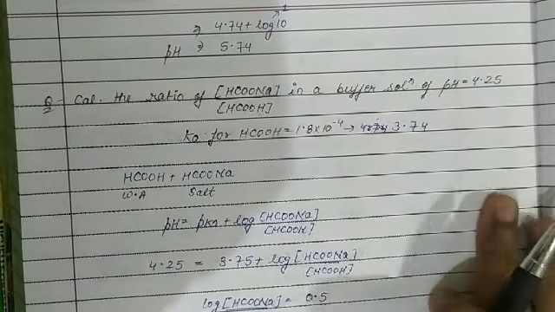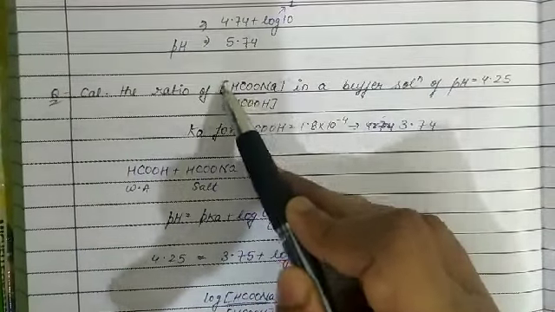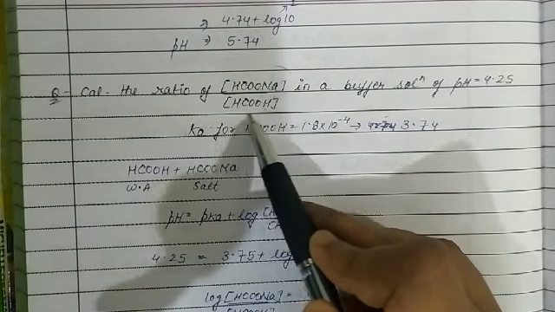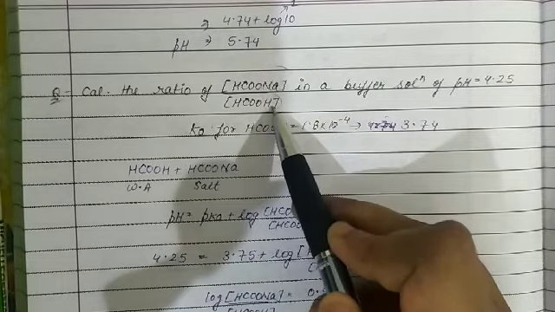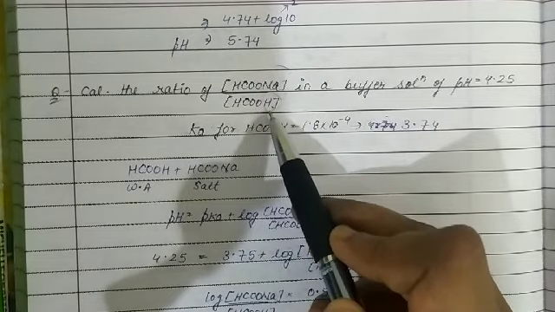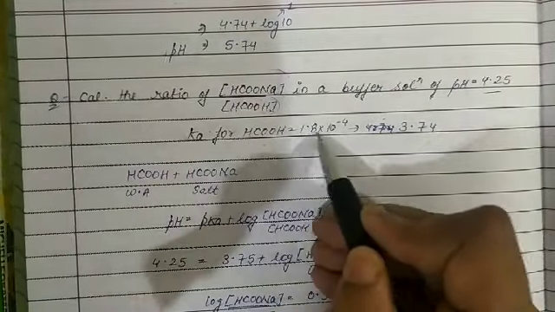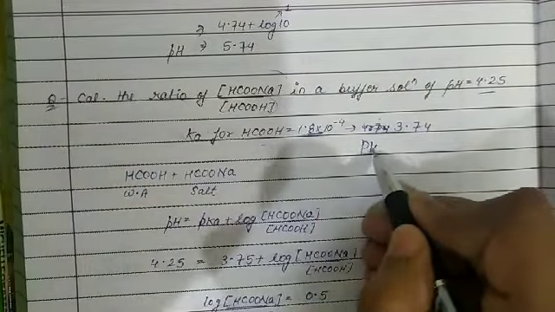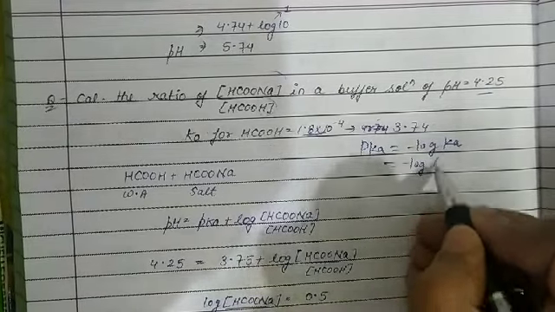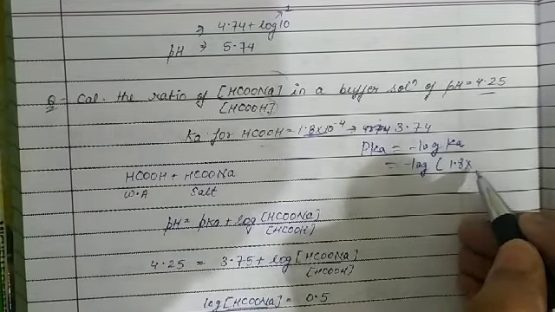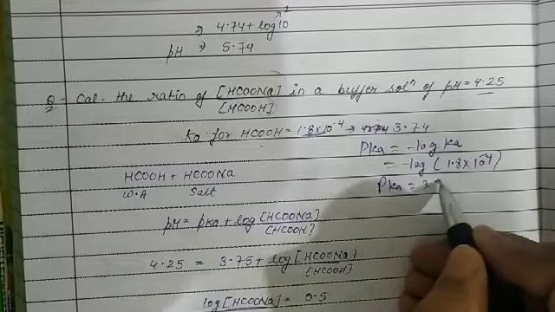Now the next question is we have to calculate the ratio of concentration of salt divided by concentration of acid. Basically this is the weak acid and this is the salt of this weak acid with strong base. We have to find the ratio in a buffer solution, and pH is given as 4.25 and the value of Ka is also given. When Ka is given, we can find the value of pKa, which is minus log of Ka. Putting the value of Ka equal to 1.8 into 10 power minus 4, the pKa comes to about 3.74.